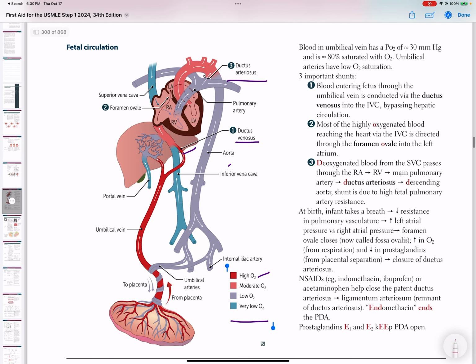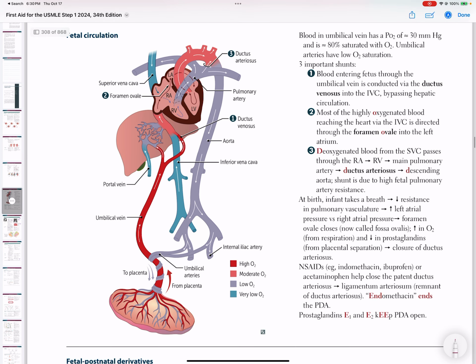Next important thing is the fetal circulation. Okay, so blood in the umbilical vein has a PO2 of 30 millimeters of mercury. It is 80% saturated with oxygen. I'm talking about the umbilical vein, not the artery. Umbilical arteries have low oxygen saturation.